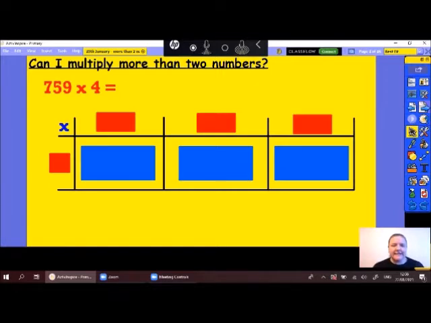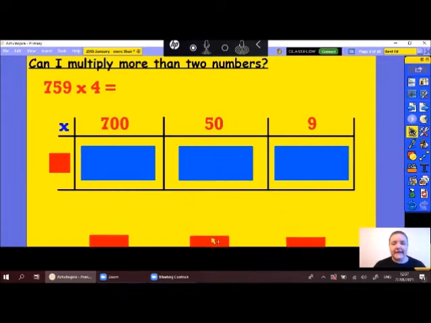So the first calculation is 759 times 4. What I'd like you to do is pause the video, draw your grid on paper and solve it for me. Right, let's reveal what's in those boxes. So these red boxes across the top should have 700, 50 and 9, because that makes our 759 that we started with, which means the 4 that we're multiplying by goes in there. So what did you put in this blue box here?